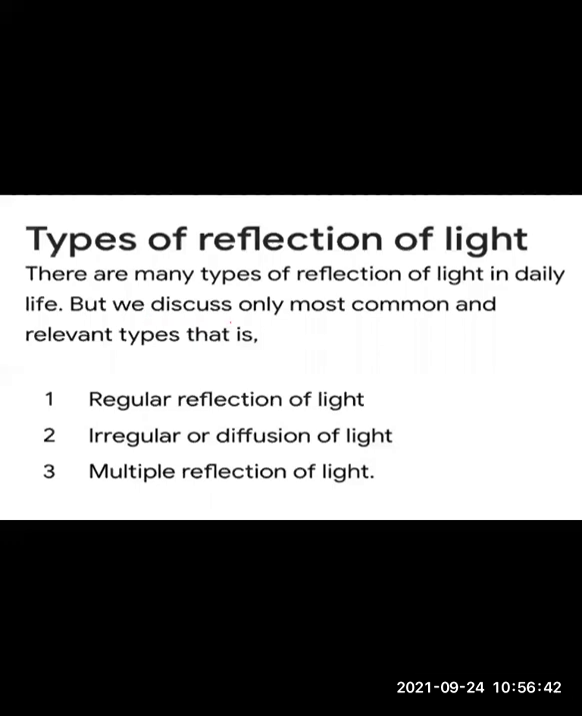The first common reflection that we see in our day-to-day life is the regular reflection of light. The second form of reflection is irregular or diffused reflection of light, or diffusion of light. The third one is multiple reflection of light.